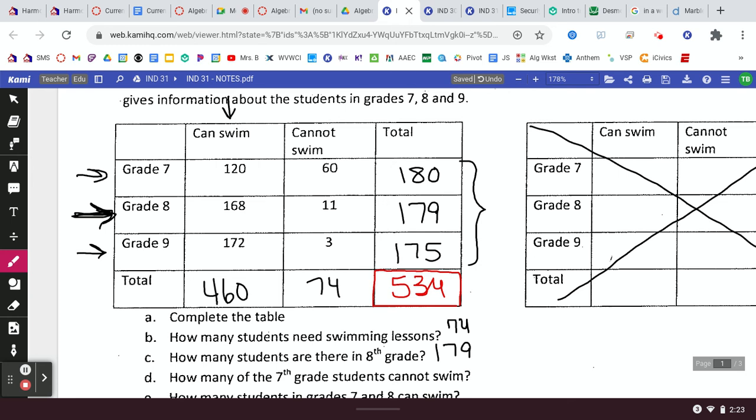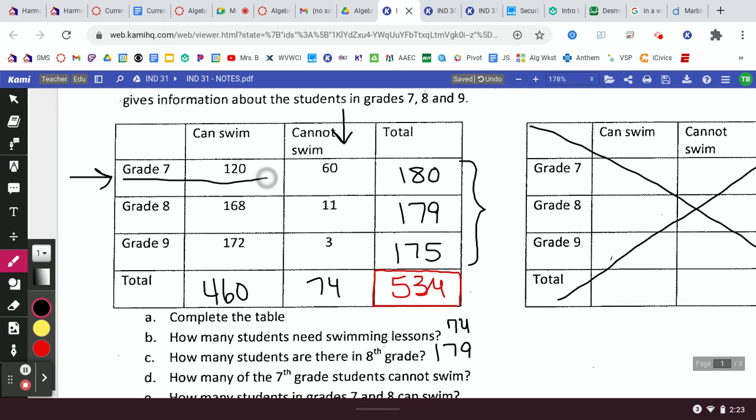Then it says, how many of the 7th grade students cannot swim? And this is where that whole two-way table comes in, because you have to look at this from two different directions. You have to look at first the 7th graders. So we're looking at this line, but then we want to know where that intersects with cannot swim, which is here. And so the 7th graders that cannot swim intersects at 60. So that's how you read these tables. Okay, pretty straightforward.